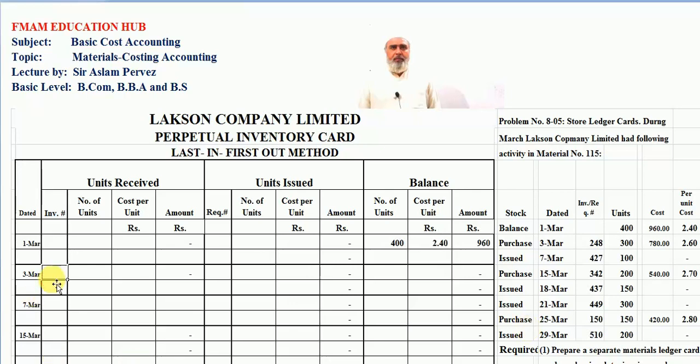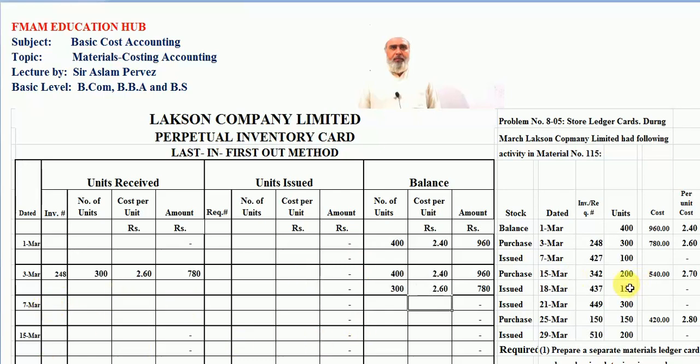On 3rd March we purchased 300 units at the rate of rupees 2.60. The invoice number is 248 here. The units are 300 units. The rate is 2.60. Students, now we again record our inventory in the balance column. Firstly, we have to record the previous balance, 400 units at 2.40, and now the current units available are 300 units. The rate is 2.60 here. Students, this is the record of inventory in our storeroom.